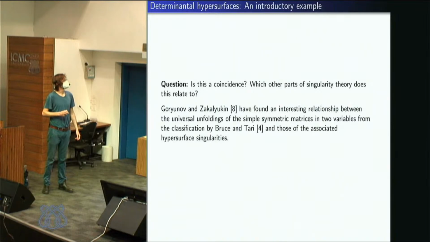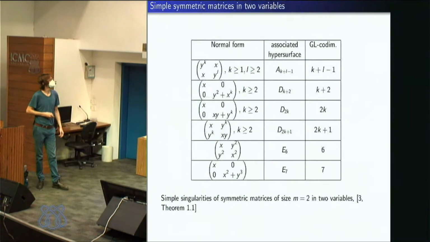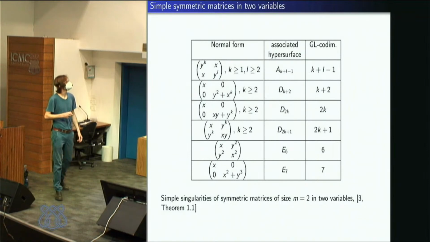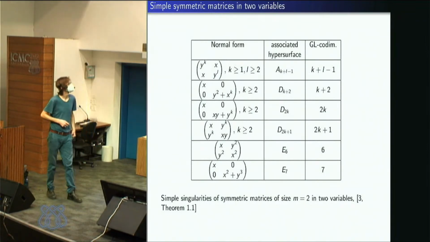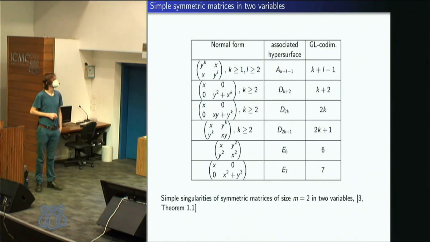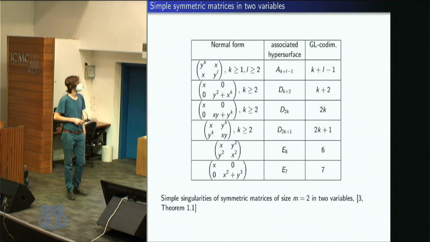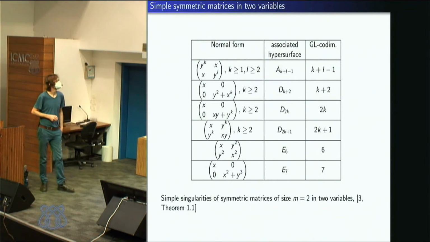So their observations were for simple symmetric matrices in two variables and their hypersurface singularities. And how does that go? Well, here is a list of the simple symmetric matrices, which were classified by Bruce, I think. And this is everything that can happen for this size of matrices up to GL equivalence, symmetric GL equivalence.